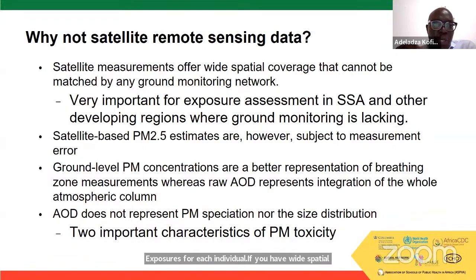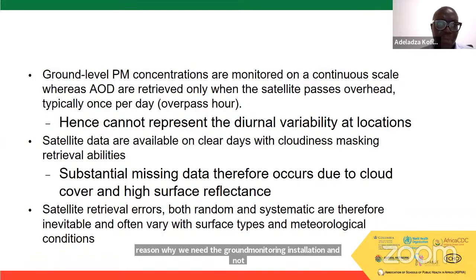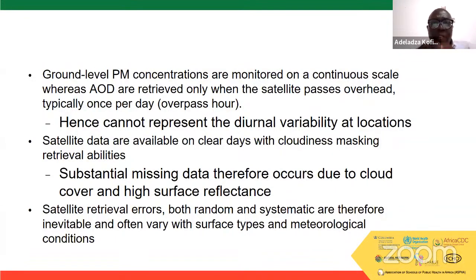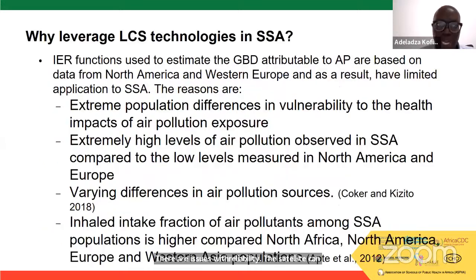But notwithstanding these two limitations that I highlighted, in terms of it taking care of the whole atmospheric column rather than our needing the breathing zone, and also because of the 1 hour overpass, that is the more reason why we need a ground monitoring installation, and not continue to rely on the satellite estimate. So this is the 1 hour overpass. There are also issues with diurnal variability at locations, and the satellite is only able to take measurement on clear days. So when you have cloudiness masking the sky, then of course the retrieval ability is also compromised.